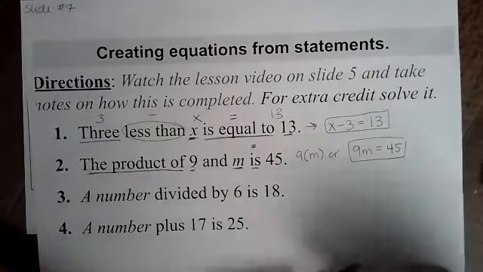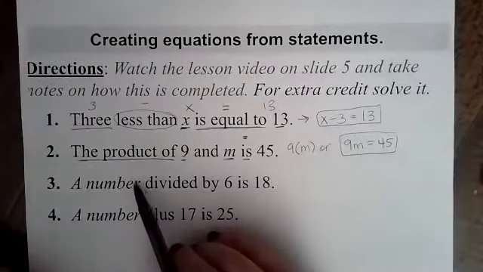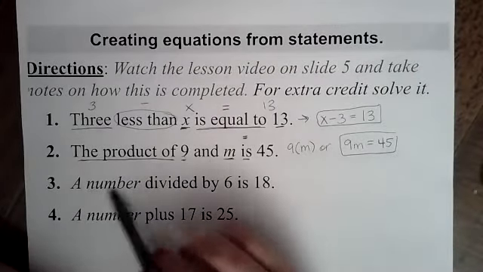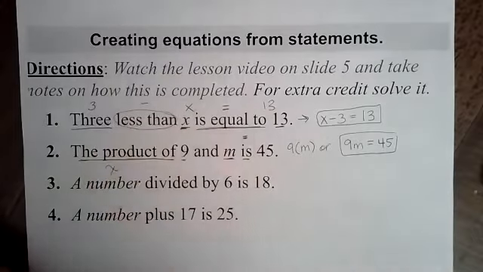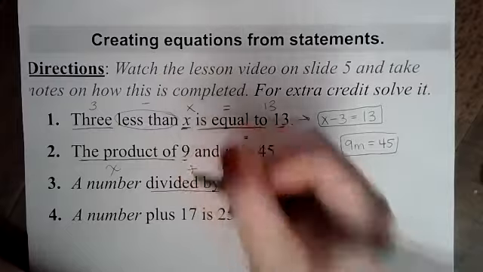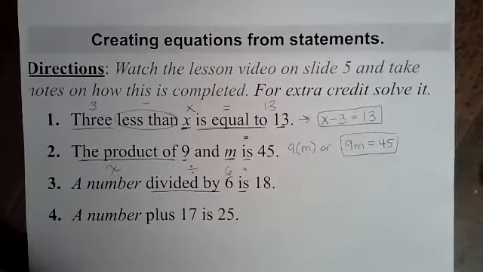Okay, next example. A number divided by 6 is 18. When I don't know what the number is, I have to create the variable, okay? So if I have anything, I'm just going to assume x. A number divided by, so that means division, 6 represents equals, and 18.